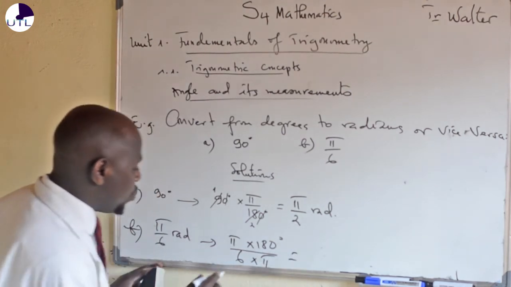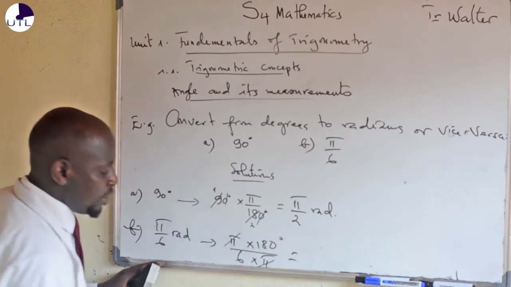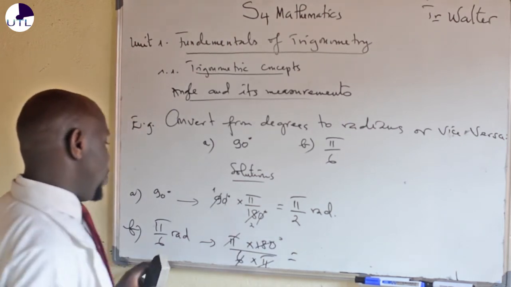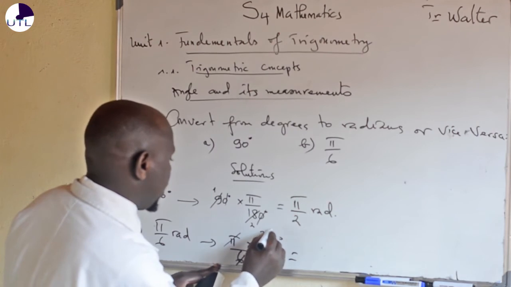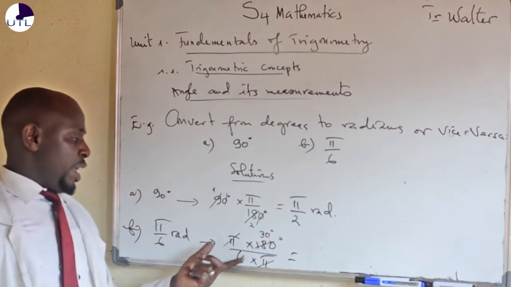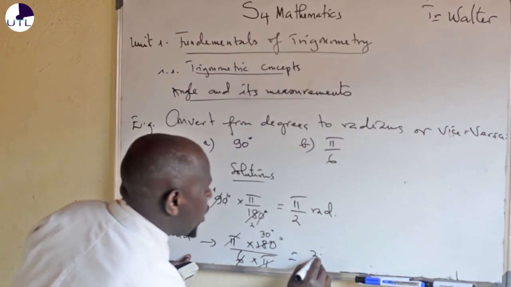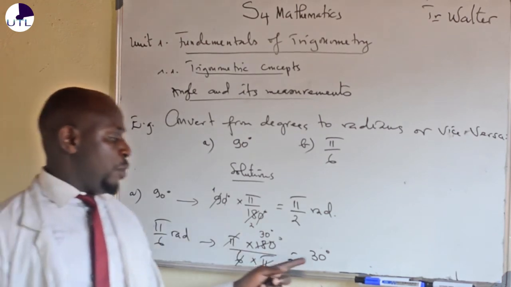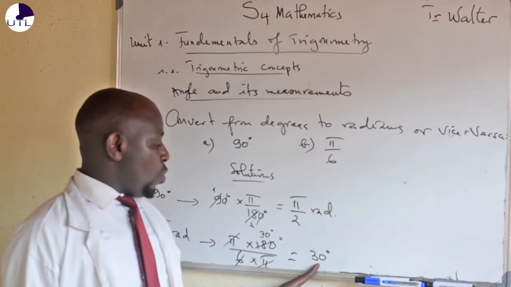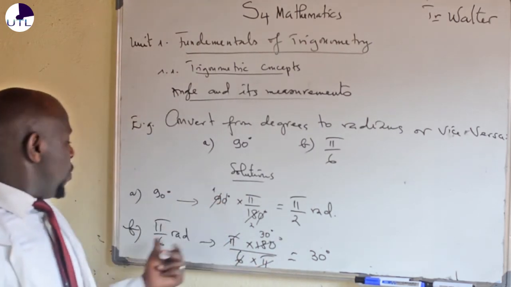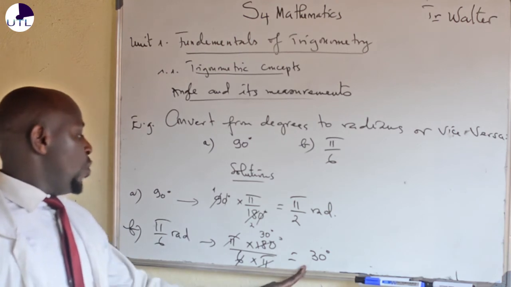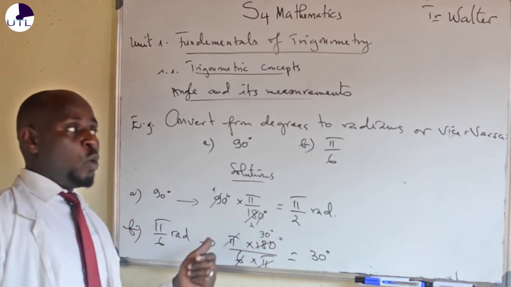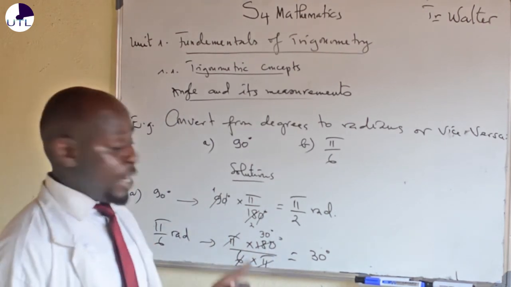And what do we do? I just do simple simplifications. Pi will go with this, and I remain with 1. And then a 6 here, I simplify with this, ladies and gentlemen, and I will remain with 30 degrees. So you will see that the remainder here is 30, and we have here 30 degrees. So pi over 6 radian is equivalent to 30 degrees. I have converted from radians to degrees, and I have shown you that we can also convert from degrees to radians. Ladies and gentlemen, when you reach home, you will do this for your better understanding.